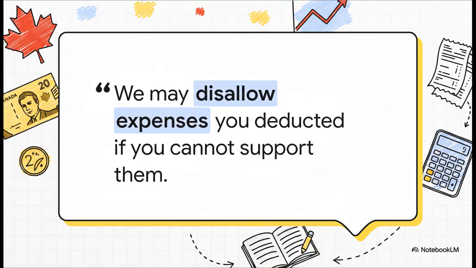I want to leave you with this final, powerful statement. This is taken directly from the guide itself. We may disallow expenses you deducted if you cannot support them. It does not get any clearer than that. Let that sink in. The point I want you all to walk away with today is this. In the eyes of the CRA, an undocumented expense is simply a personal expense. Treat your documentation with the seriousness it deserves, because it is the entire foundation of a defensible tax filing.